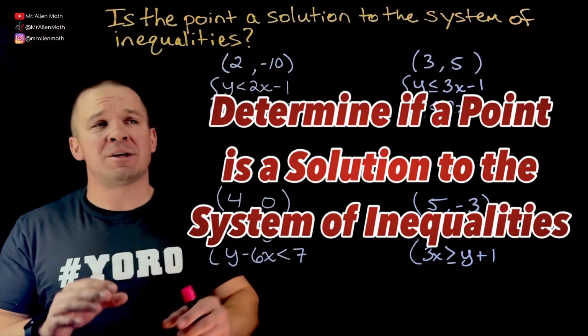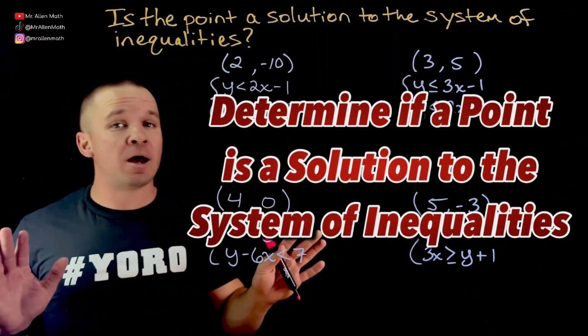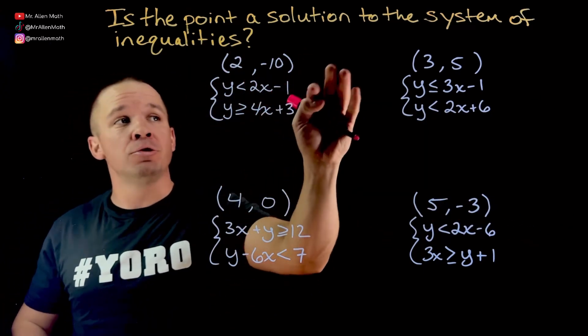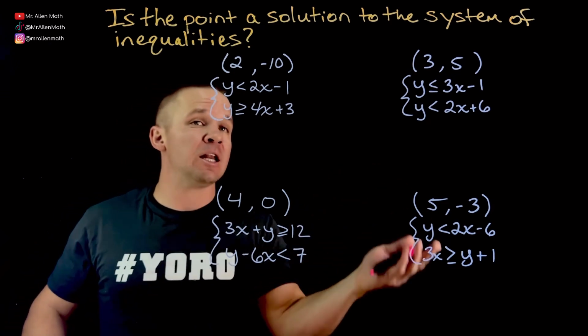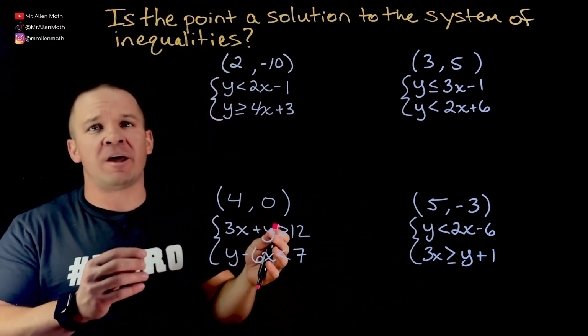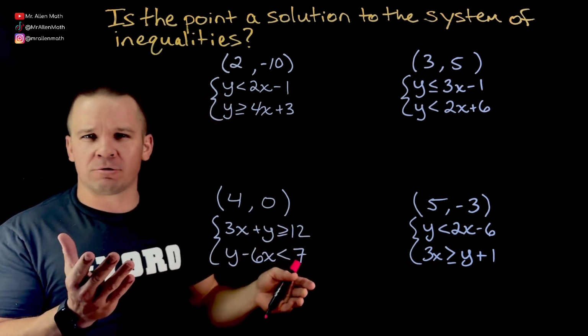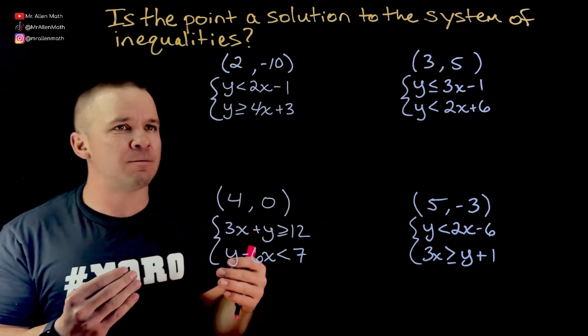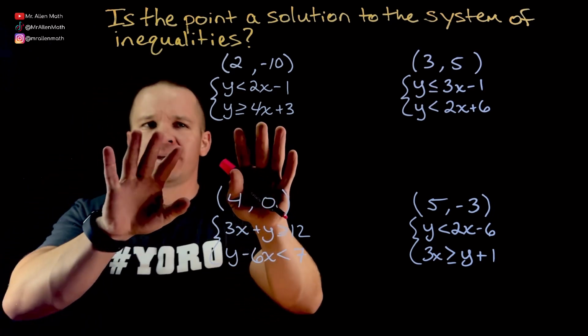Mr. Allen here with some systems of inequalities, but we are not graphing and solving these. We are asked, is the point a solution to the system of inequalities? So we want to know if it would fall in that shaded region. But we don't have to graph it to figure this out. We can just use substitution and see if it's a true statement. But what's a true statement? Let's check it out, okay?